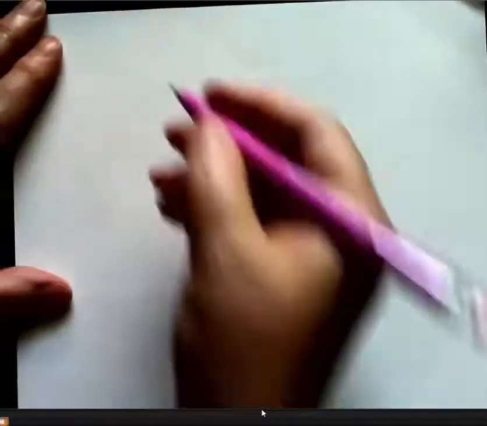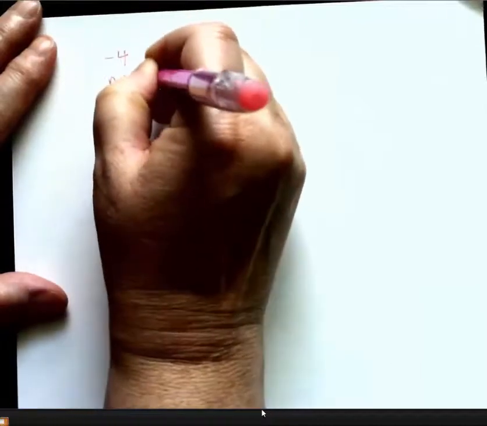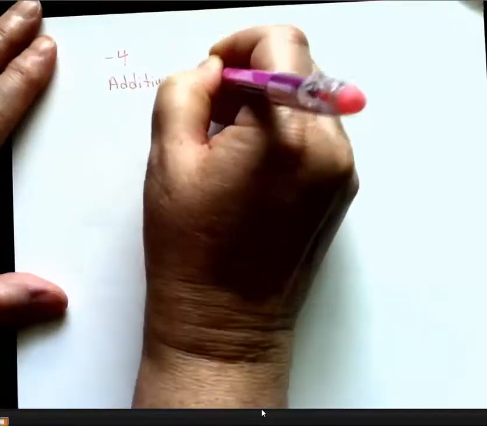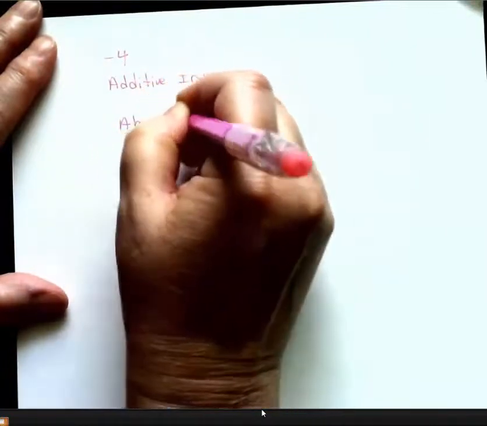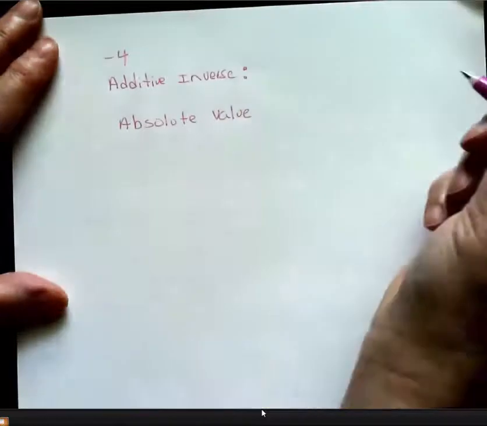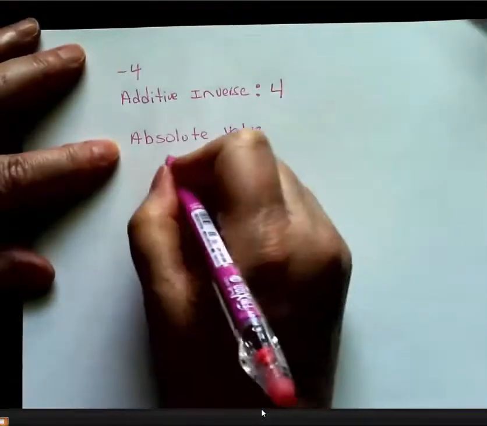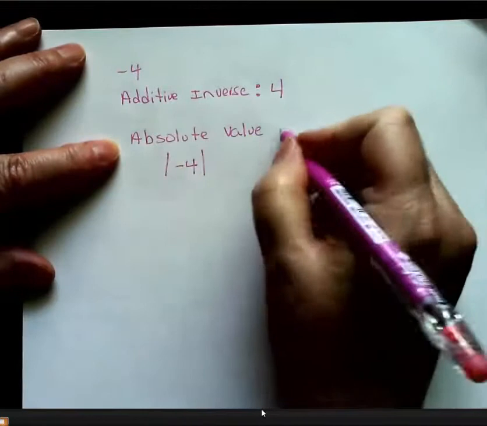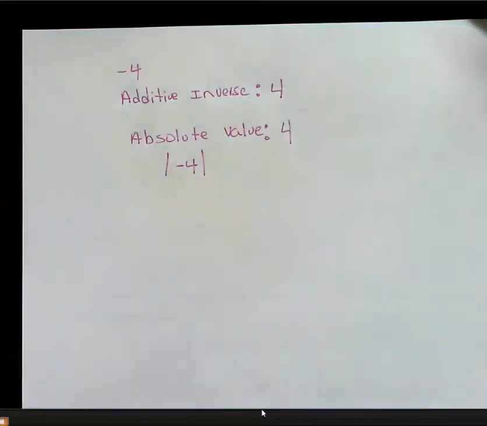What if I gave you negative 4? And I said, find the additive inverse and the absolute value. So the additive inverse, what's the opposite of negative 4? 4. Absolute value, how many spaces is negative 4 from 0? 4. So it can get kind of weird.